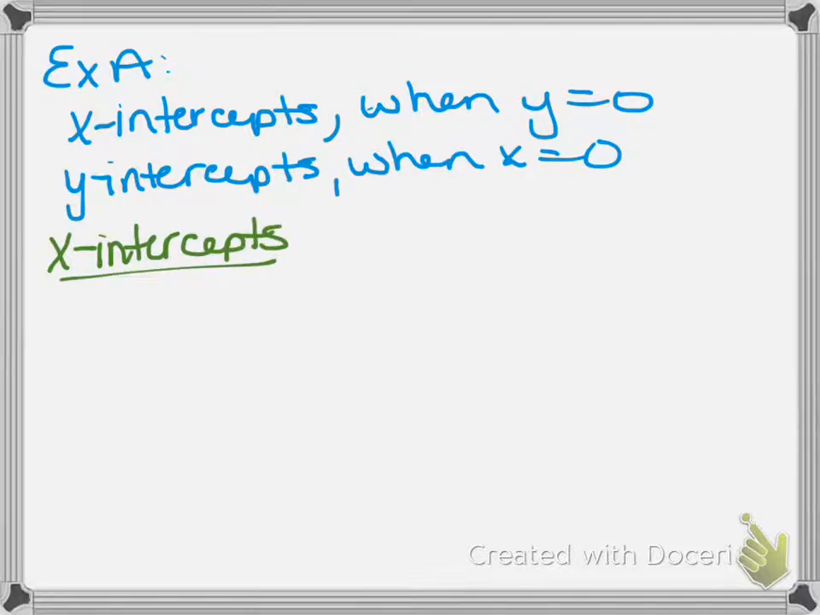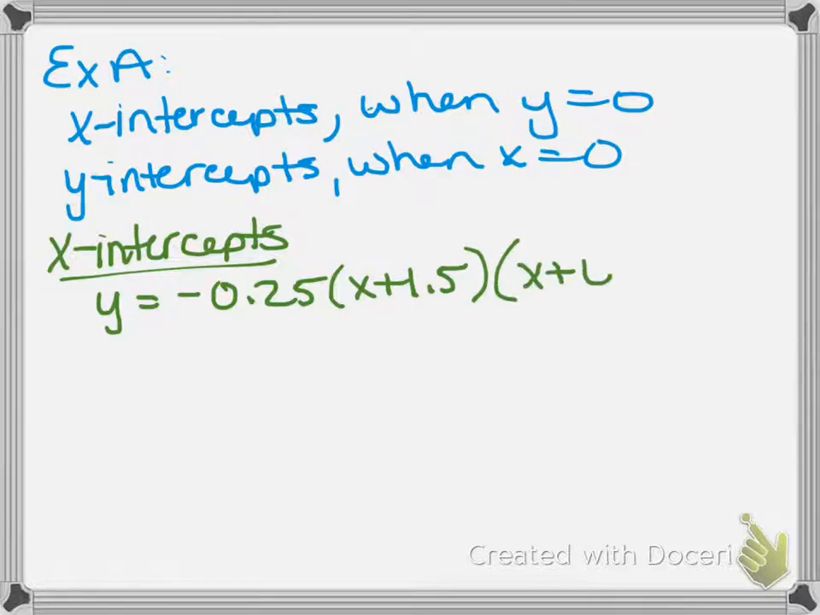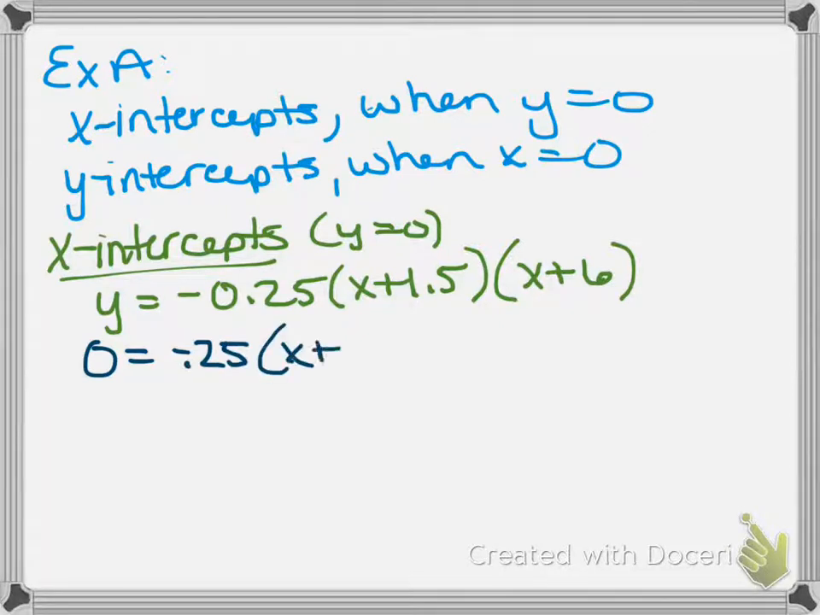then I'm going to take the equation y equals negative 0.25 times x plus 1.5 times x plus 6, and I'm going to set y equal to 0. So then y is 0. Sorry for that little interruption. So 0 in for y equals negative 0.25 times x plus 1.5 times x plus 6.